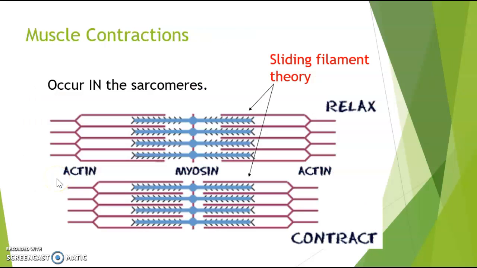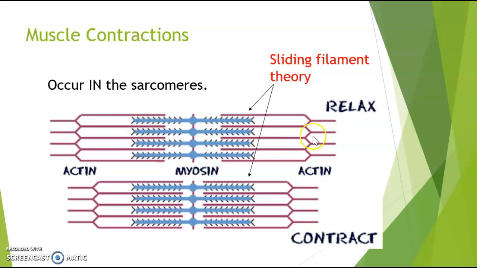Now, beginning to look at how muscles contract. Muscles contract in what is known as the sliding filament theory. It occurs in the sarcomeres, and we can see that here is a sarcomere that is relaxed, and down at the bottom we have a sarcomere that is contracted. Now, when a sarcomere contracts, we see the two proteins. The blue in this case is myosin. The red in this case would be the actin.